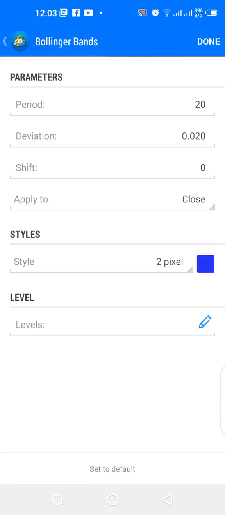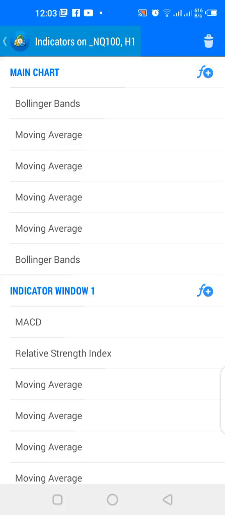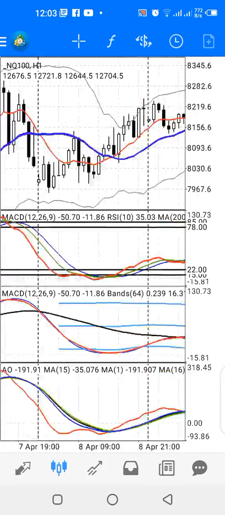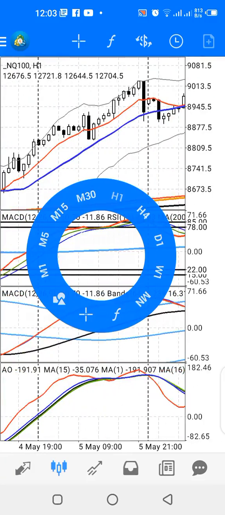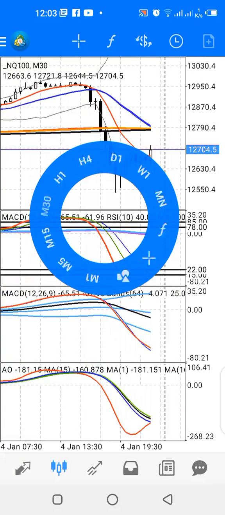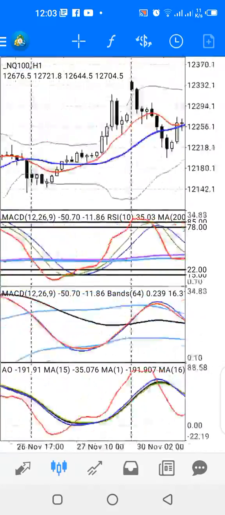Then I have another Bollinger Band. 20 period, deviation is 0.020. Apply to close. Color is blue. So that's that for the main window. Okay, now let's go to indicator window 1.